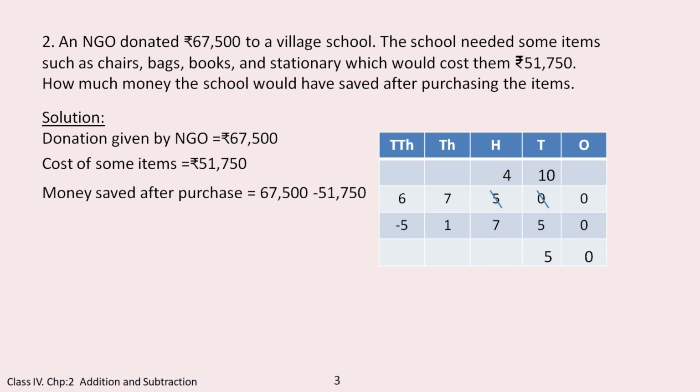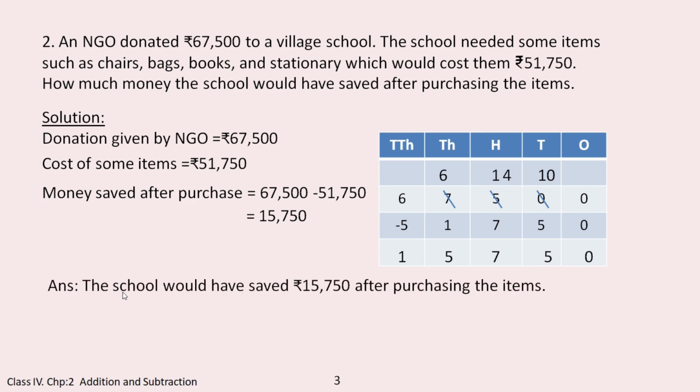It will not give me anything because you cannot deduct 7 from 4. So borrowing next door, 7 will change to 6 and 4 will be 14. So 14 minus 7 will give me 7, 6 minus 1 gives me 5, and 6 minus 5 will give me 1. So my answer, I'm going to write it here, 15,750. And my final statement is the school would have saved 15,750 after purchasing the items.